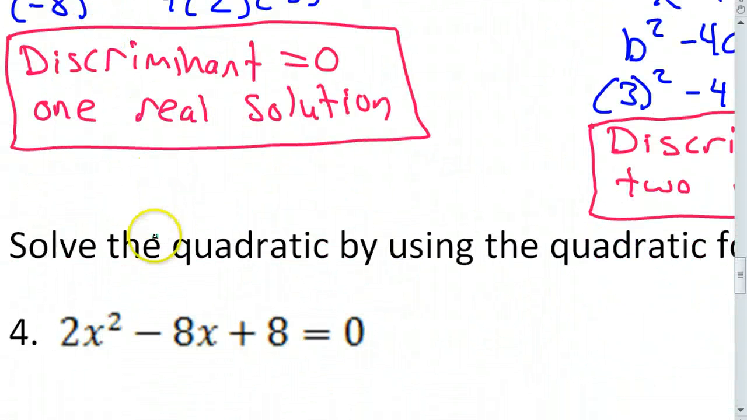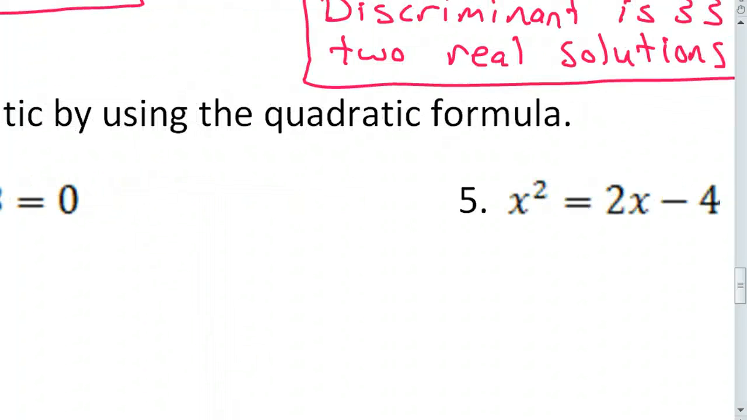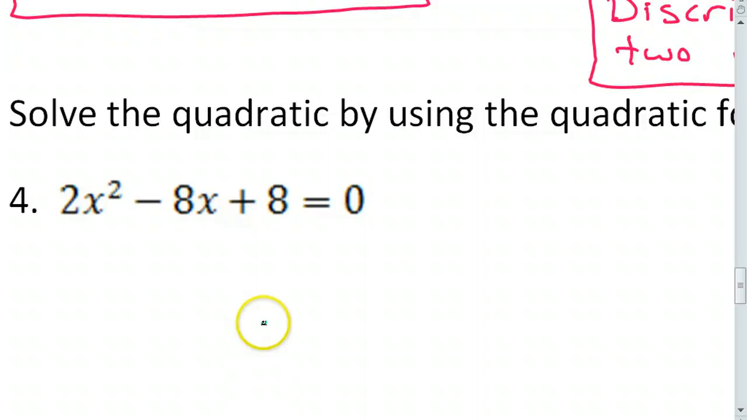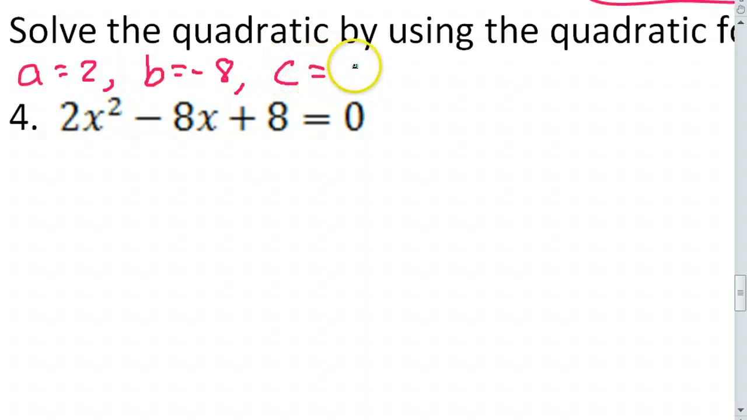What's next? We're supposed to go ahead and solve these using the quadratic formula. So this is just normal, but the first thing we will do is still find the discriminant. So look, a is 2, b is negative 8, and c is positive 8.